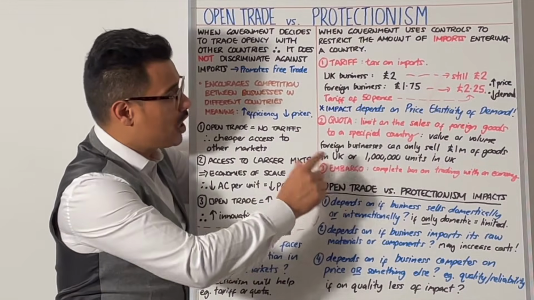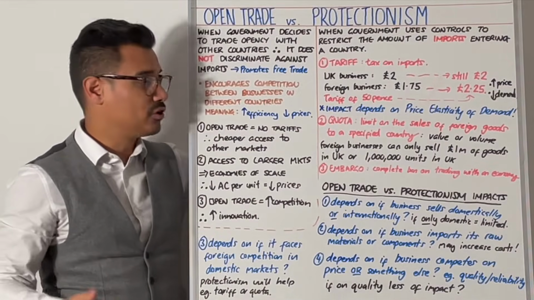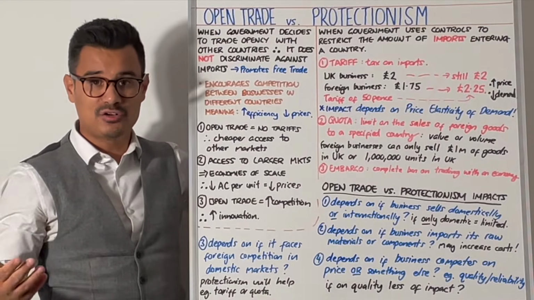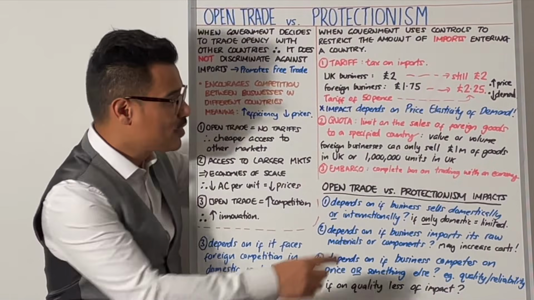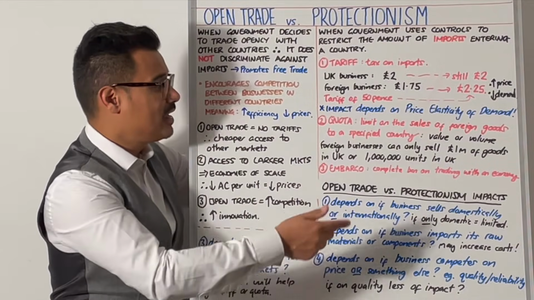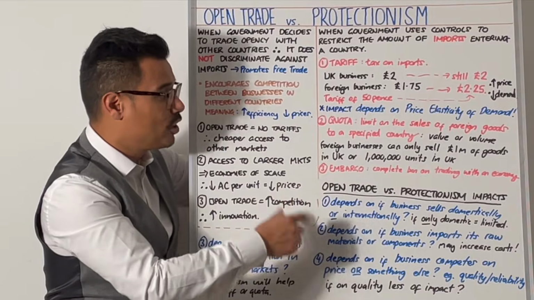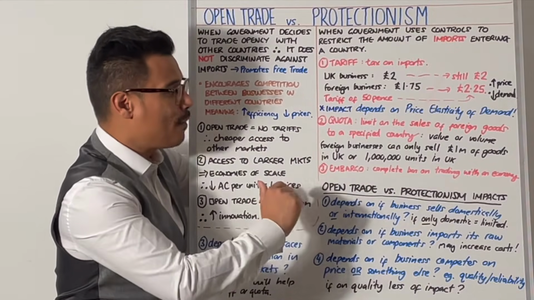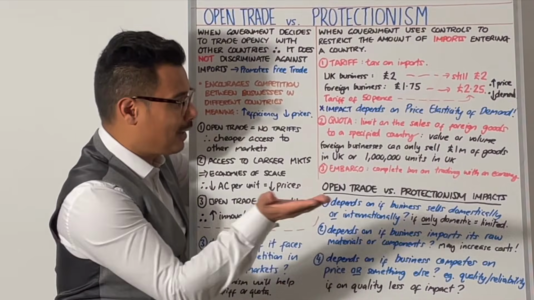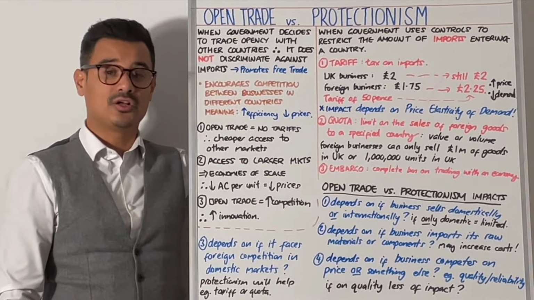Number two is quota. A quota is a limit on the sales of foreign goods to a specified country, and it can be by value, which is a monetary value, or by volume, by units. So it could be that foreign businesses can only sell £1 million worth of goods in the UK, or if it's by volume, 1 million units in the UK. An extreme version is an embargo, which is a complete ban on trading with an economy.